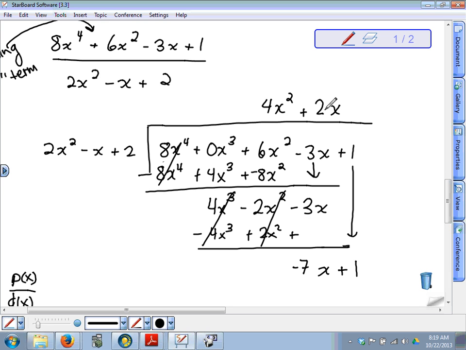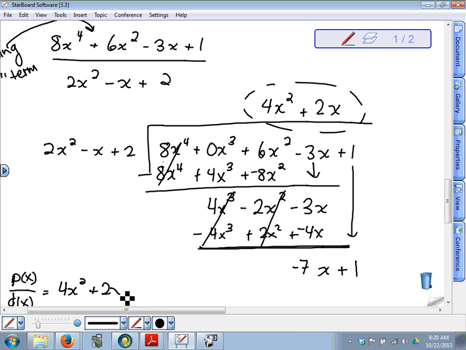Well, 2x times that 2 right there made a positive 4x, but when you divide, you have to subtract. Oh, so you have to change the sign. So it's a negative 3x minus a 4x. Sorry. That's okay. So when the original polynomial p of x was divided by d of x, the divisor, the result is right here.